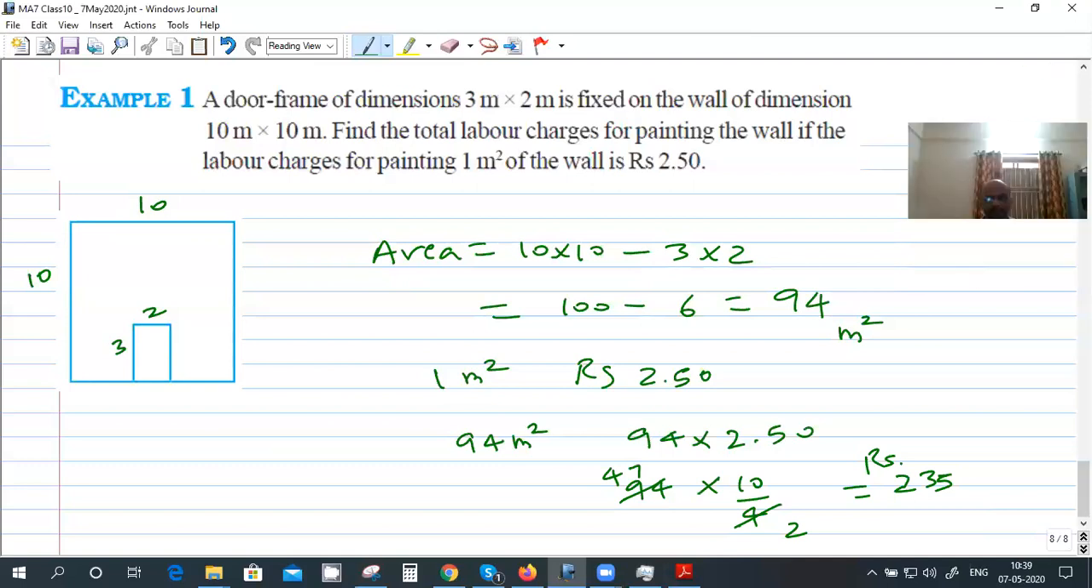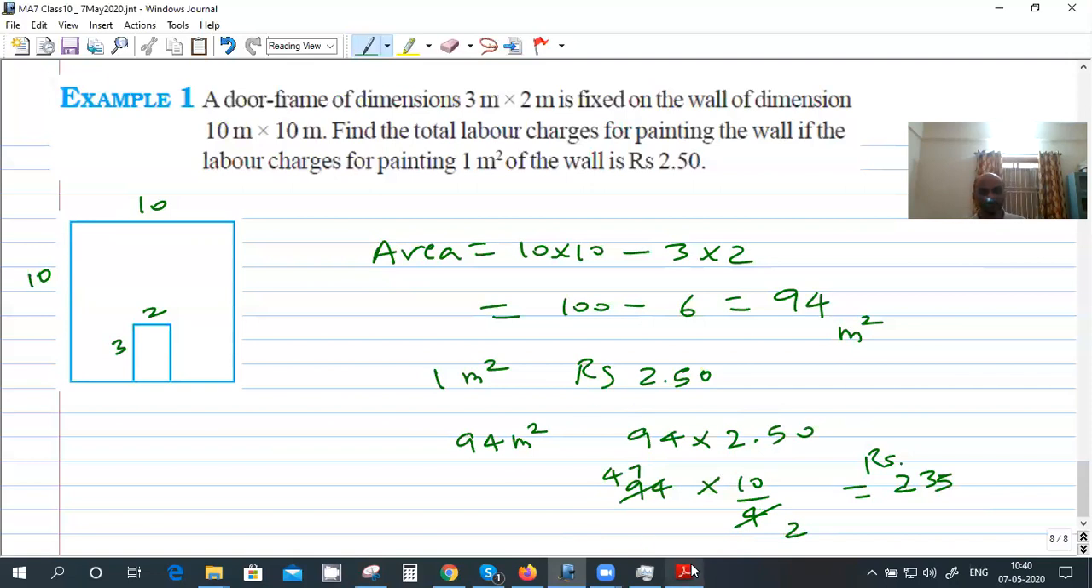234. 24 or 35? So I got 34. No. Area is 94, right? Yes, sir. So 94 into 250. That is 2.5, same as 10 by 4. Yes, sir. So 2 times will go 47. Then 47 by 2 is 23.5, right? Yes, sir. So that will make it 235.